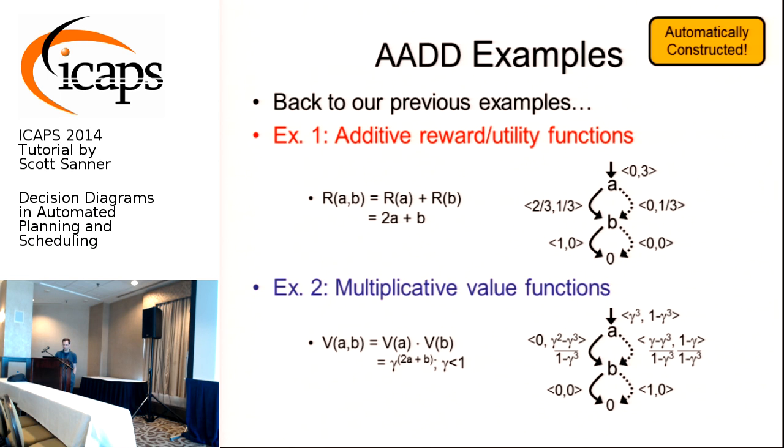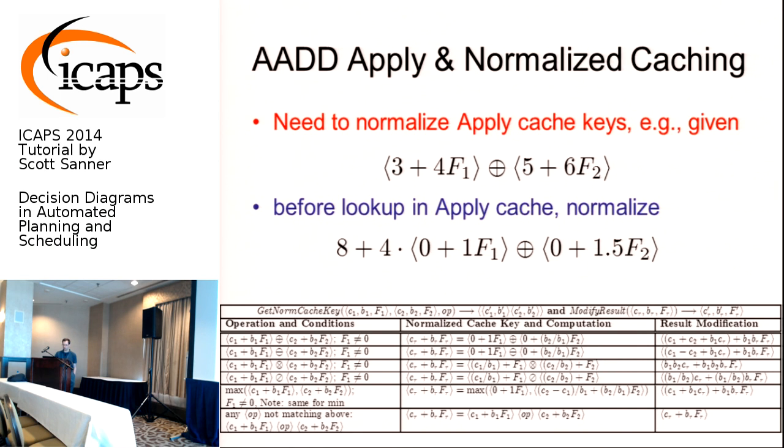Now, the operations are quite painful to implement in practice. And so if you want to use affine ADDs, I just suggest using my code for doing it. But the key is that you have to do some pre-normalization before you do an apply operation, because you want to identify all possible reuses of previous computations. I'm going to refer you to the paper or email me for the details. Not something I want to cover in this tutorial.